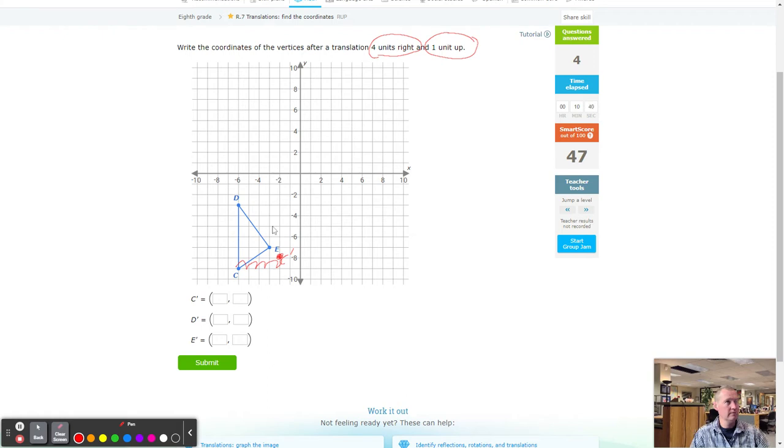We got D prime. 1, 2, 3, 4, up 1. That's D prime there. And E, 1, 2, 3, and 4, up 1. So that lands right here. So that's E prime. Remember here, it is important that we have the exact same figure as the pre-image. So our image, which is in red, matches our pre-image in blue. So now, because we have the same figure, there's a good chance that this is right. We just got to label all of our points correctly.